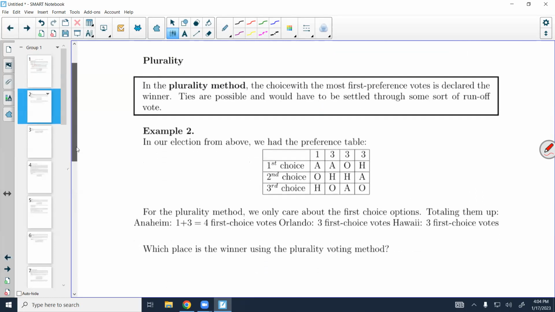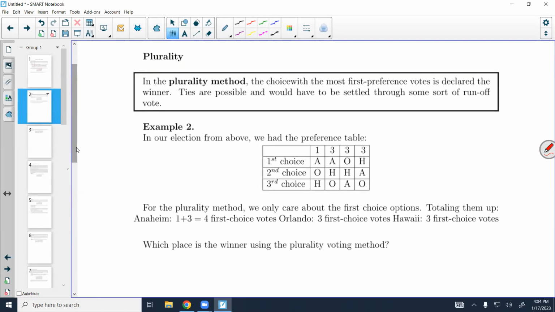So the first method we'll learn is pretty much what we're used to anyways, although we don't necessarily list preference, we just list our favorite. It's called the plurality method. And you may have heard candidates referred to as not having a majority, but having a plurality. That means they receive more votes than anybody else. So in the plurality method, the choice with the most first place or first preference votes is declared the winner. Ties are possible and have to be settled through some sort of runoff. And we've seen that in current elections.